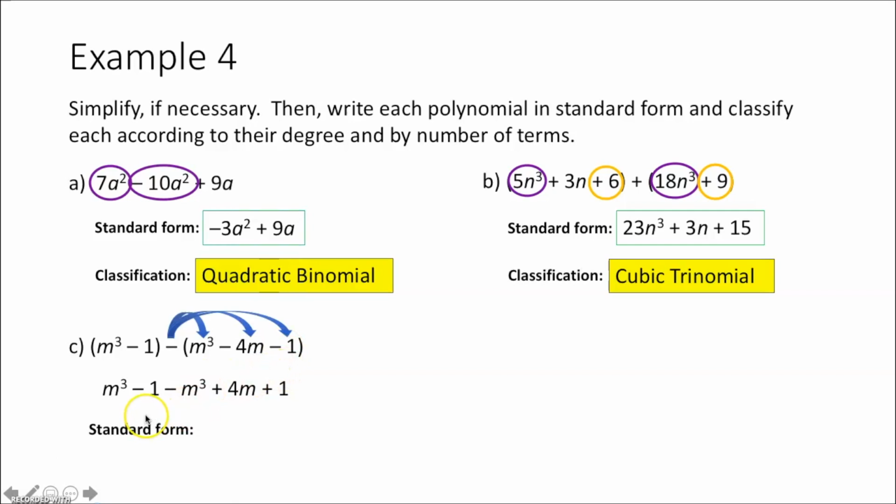Now we combine like terms. So to simplify this, where are our like terms? Well, we have this m cubed and this negative m cubed that we're going to combine together. We also have the -1 and the +1. Interesting. Okay, so the m cubed and the negative m cubed.